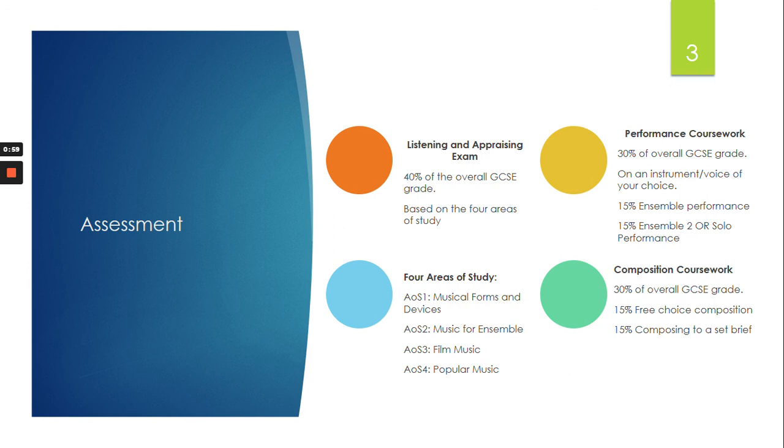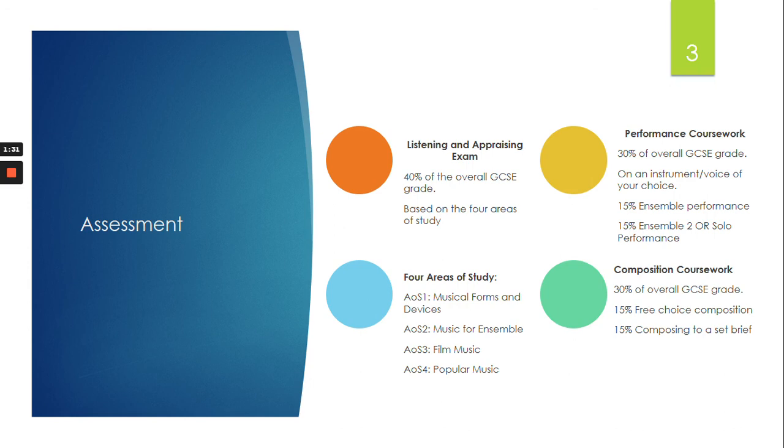30% of the course is performance. It is on an instrument or voice of a student's choice, 15% ensemble performance, and 15% ensemble 2 or a solo performance. There is composition coursework, so writing our own songs, 30% of the overall GCSE grade. Again, it's 15% times 2, 15% of free choice composition, and 15% composing to a set brief set by the exam board.